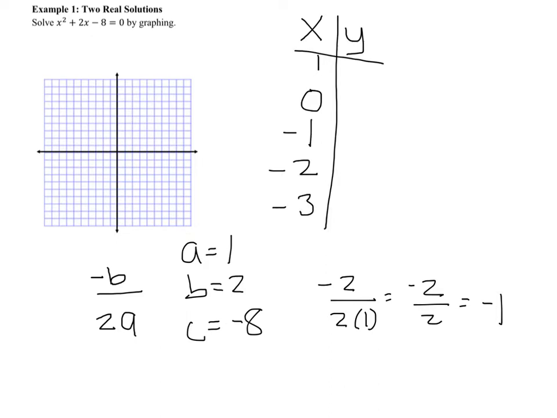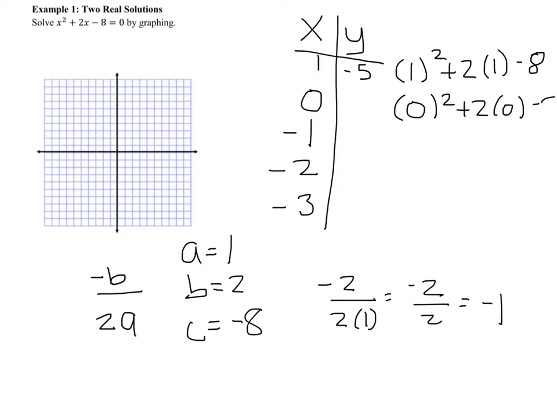Now remember, to get the y values, I need to plug those x values that I've got back into my equation. So for example, on the first one, I'm going to have 1 squared plus 2 times 1 minus 8. And when I evaluate that, I'm going to end up getting negative 5. Same thing for 0. I'm plugging in 0 for the x. So when I evaluate this, and remember, if you're typing this into a calculator, you want to make sure you put parentheses around the things that we're plugging in. I'm going to get negative 8.